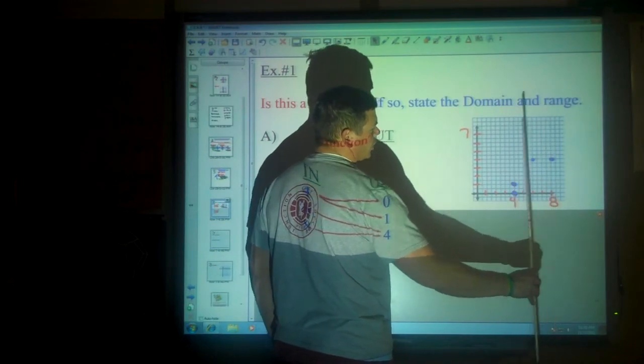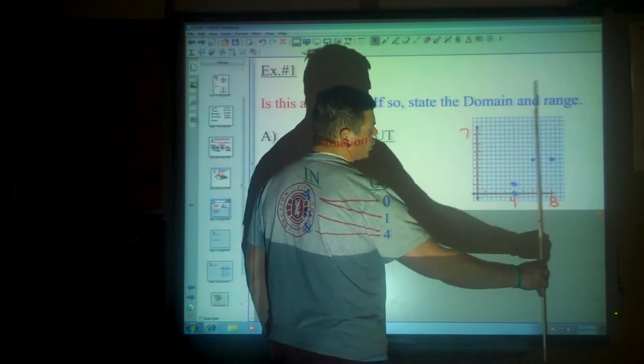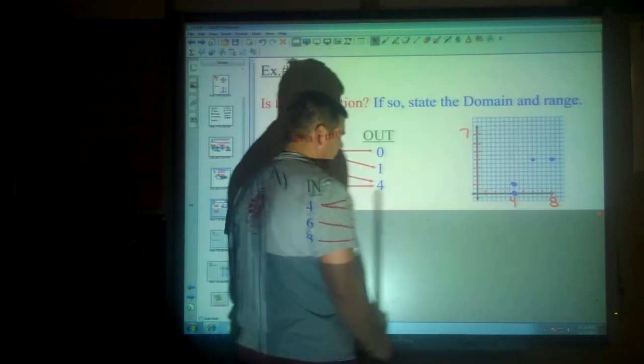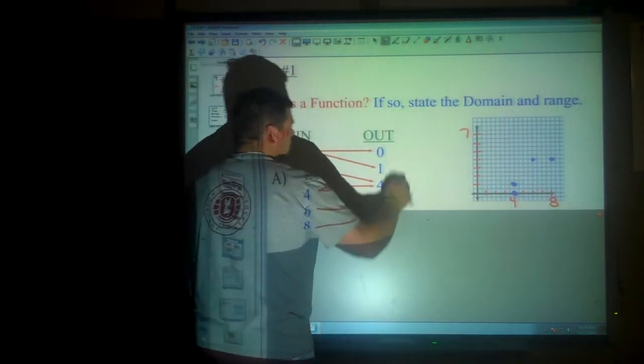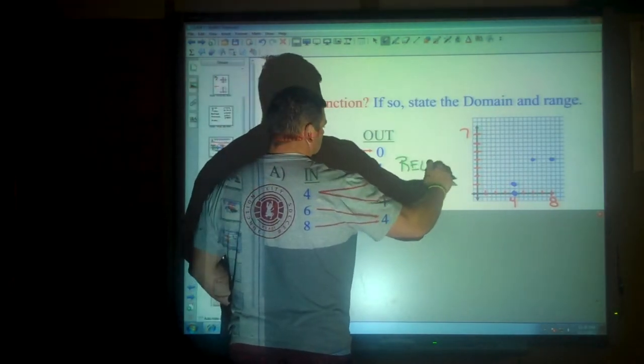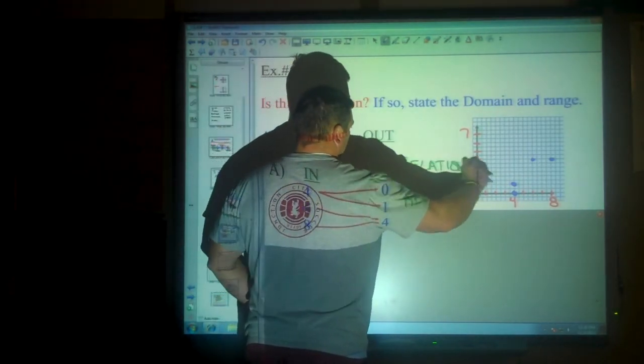Good, good, good. Bzzz. Good, good, good. Bzzz. If it ever touches 2 points at a time, it's no good. This would be considered a relation, not a function.